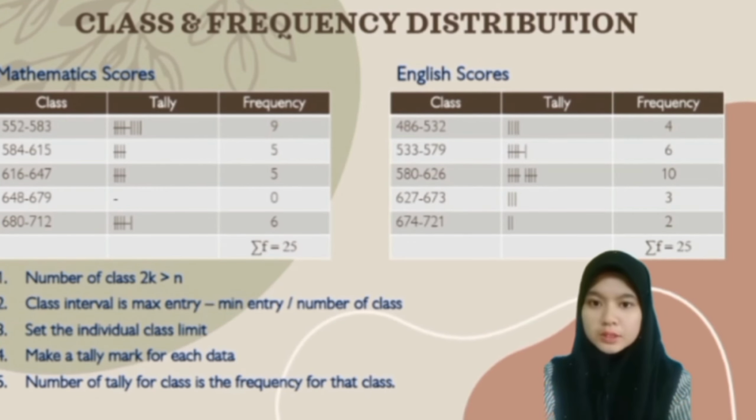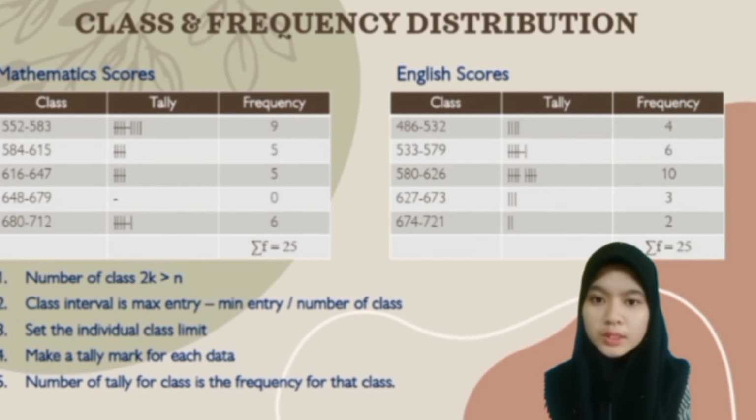Class and frequency distribution. To find frequency distribution, we have 5 steps. Step 1. Decide the number of classes. To find the number of classes, we need to use the formula. The formula is 2^k bigger than n. There were 25 students, so n equals 25 and k equals 5. So the recommended number of classes is 5.